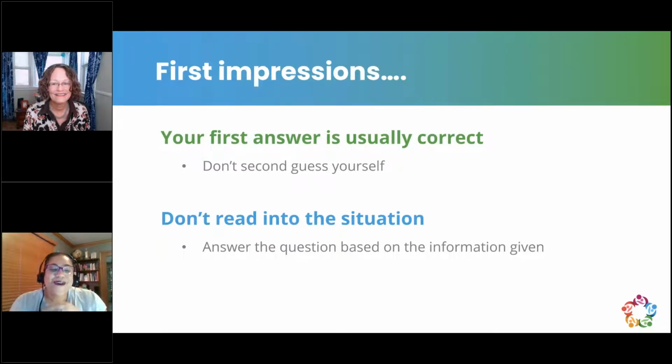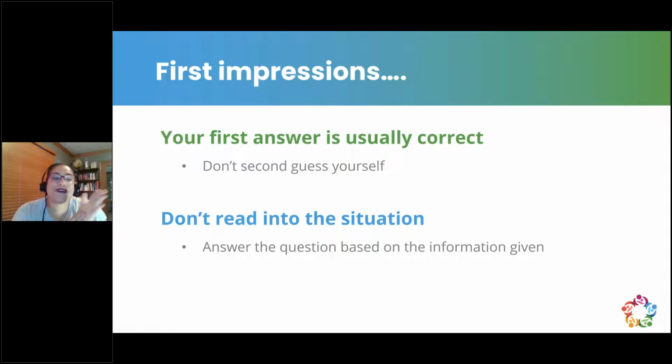Yes. So, have you ever heard that the first impression is the best impression? I've heard that a few times. I'll say this is sometimes false. However, when it comes to test taking, this is true. Your first thought or answer is usually the correct answer. So try not to second guess yourself. It's very challenging to do because, as I started off, I said, your nerves are high, but try not to.